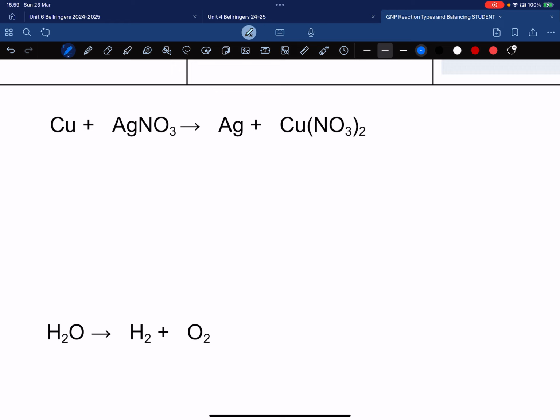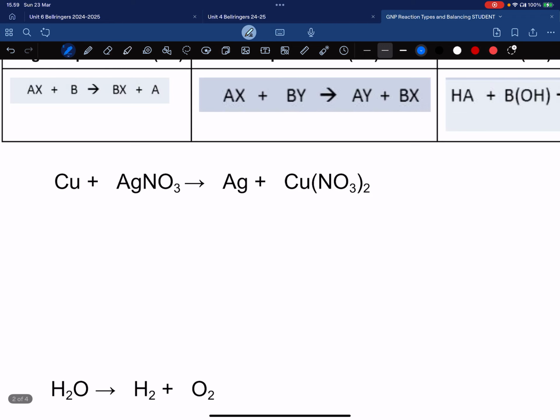Okay, first things first. Let's go ahead and do our vocabulary. This right here is called the yields arrow, and it can be read as yields or produces or whatever. Everything on the left-hand side of that are the reactants. Those are the things that are reacting together. Everything on the right-hand side of that are called the products.